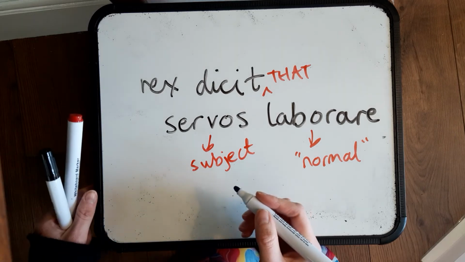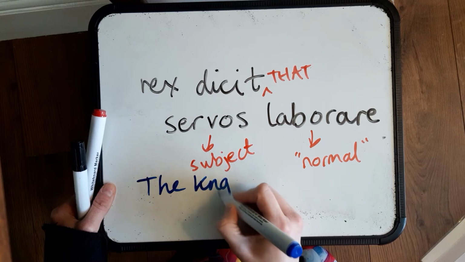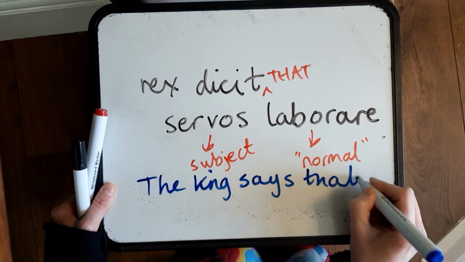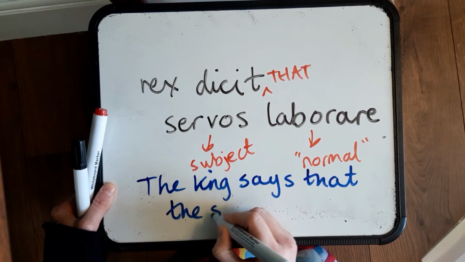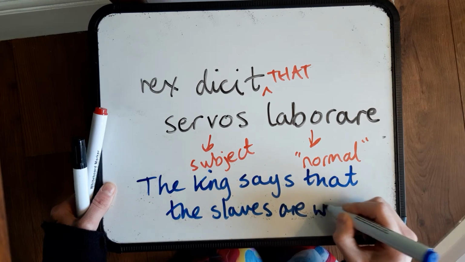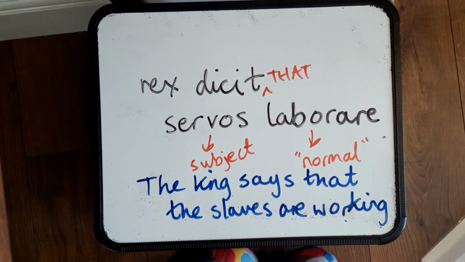Okay, so the translation of this one is: the king says that the slaves, don't forget they're plural, are working.